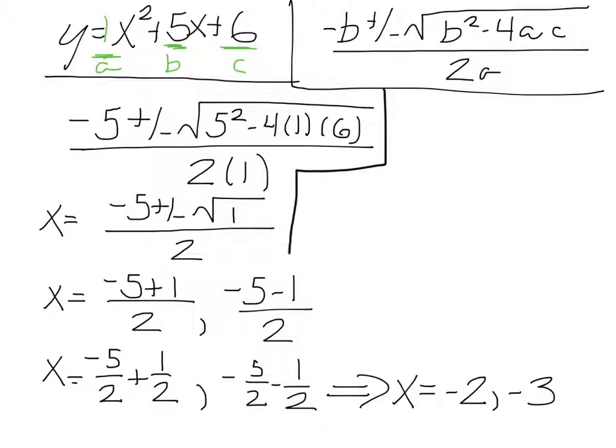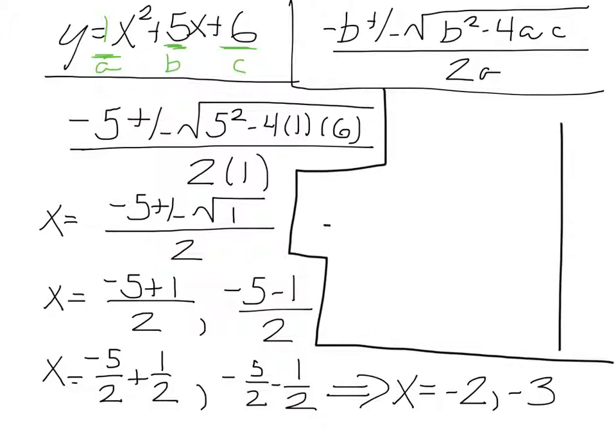Let's construct a graph to see what that looks like. I'm going to draw my graph. Okay, and now I know that the roots are at negative 2 and over here at negative 3, so I can draw in my parabola here.